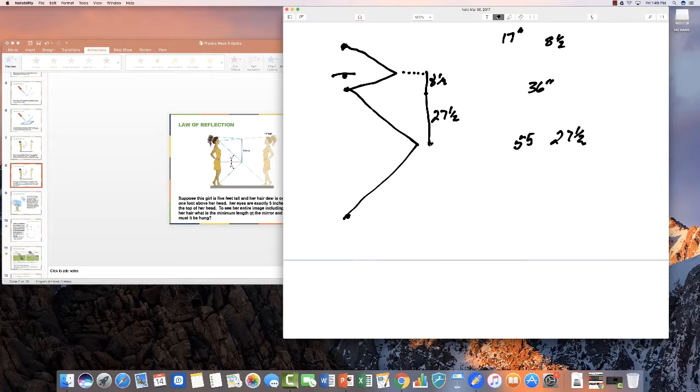Now, how high does it have to be hung? Well, it has to be hung exactly 27.5 inches above the floor in order for the feet to hit at the very bottom and reflect up to the head.